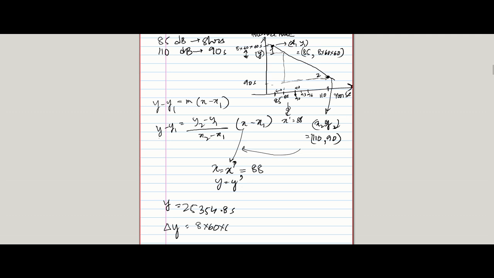which is 8 into 60 into 60 minus 25354.8, which is 3445.2 in seconds. In minutes it will be 57 minutes, which is approximately 60 minutes, and this is option B.